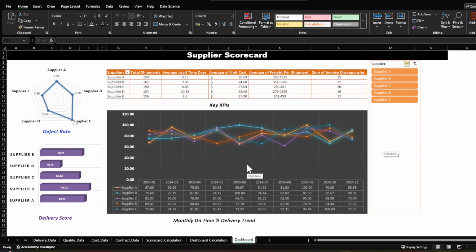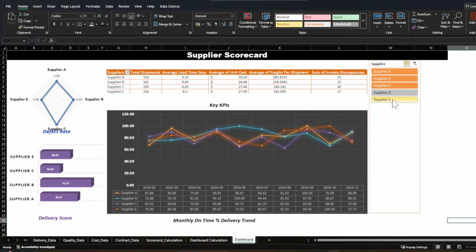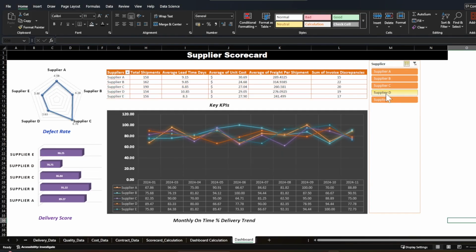Today we are going to discuss how we can create a supplier scorecard like this, in which you can compare multiple suppliers on key KPIs like shipments, lead times, unit cost, freight per shipment, and invoice discrepancies. This dashboard is dynamic. As soon as you select a supplier, it is going to update accordingly. So you can compare your suppliers as per your wish.